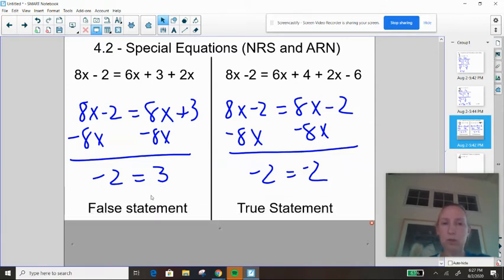So -2 equals 3 is a false statement, -2 equals -2 is a true statement. One of those means you can't get an answer to the question. There's no solution that could make this equation true. And the other one is every single number works. So if you just take a moment and think about which you think would be which, I think you'll get there.